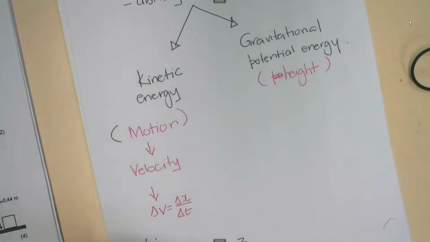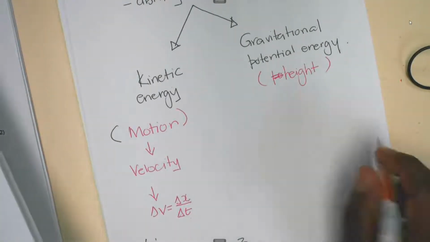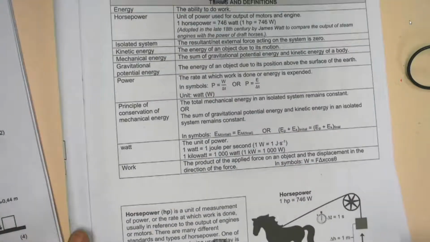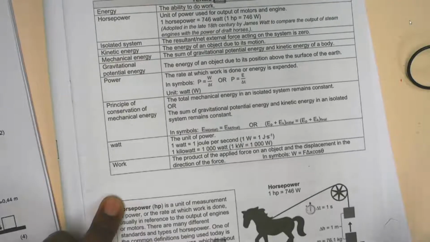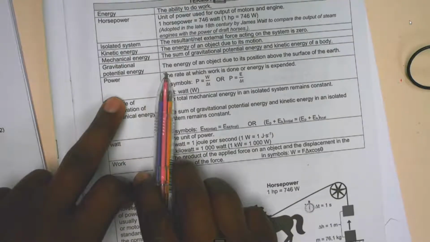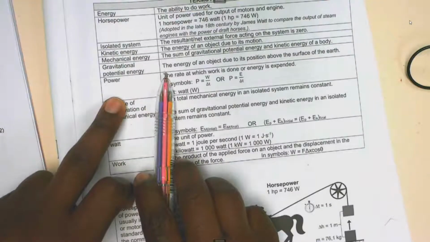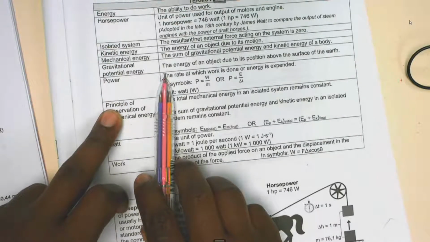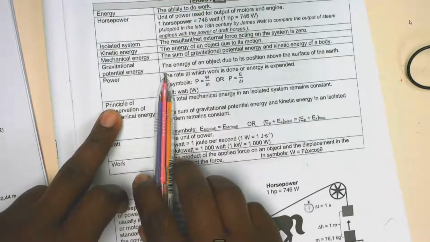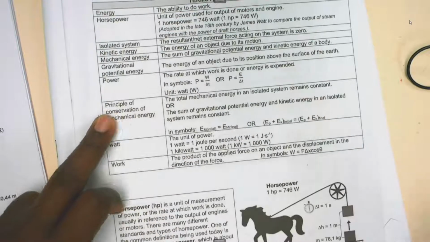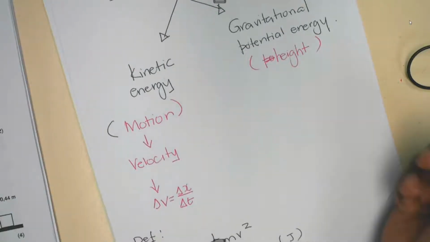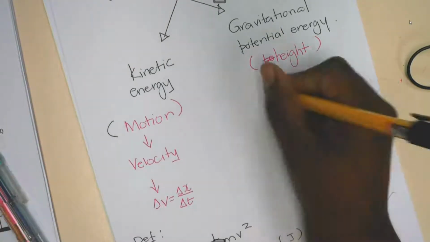You must think height. Where is this object? You must think height. That means, from the definition, we can say that gravitational potential energy is the energy of an object due to its position above the surface of the earth. And then that's the definition.